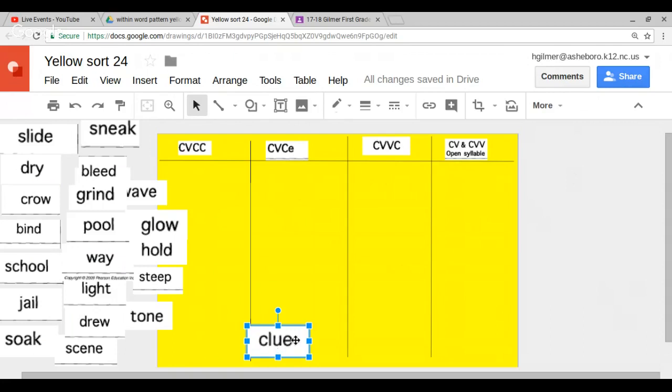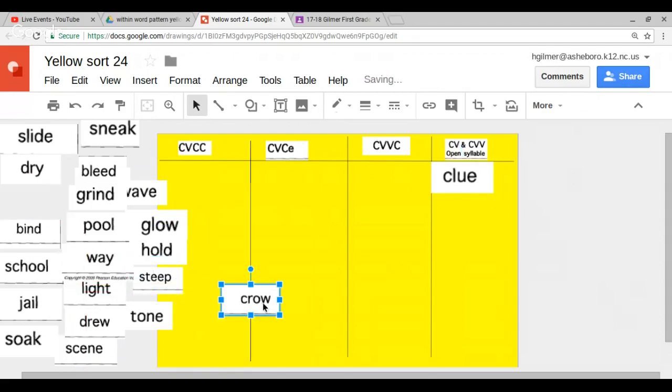And if I look at the end of this word, I know that U and E are vowels. So they are going to be represented with the VV at the end of the word. So open syllable, consonant, vowel, vowel, clue fits into open syllable CVV. That makes sense. Okay. Another one. Let's try this one. Crow.